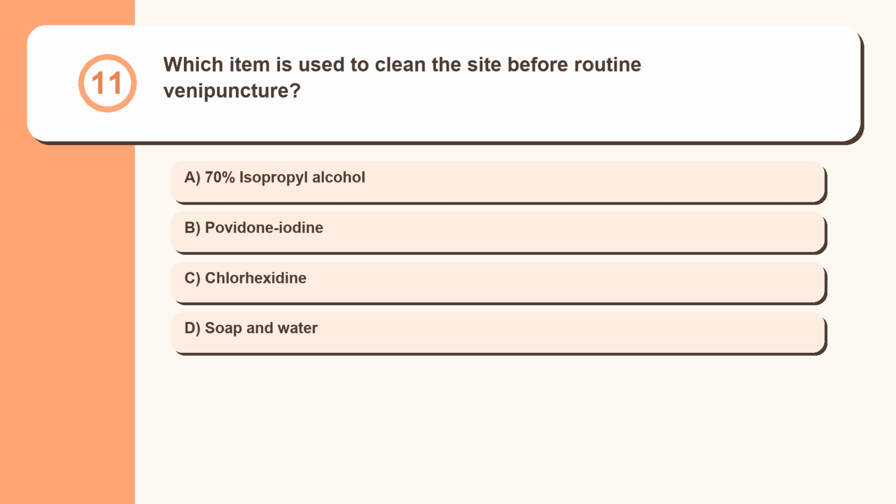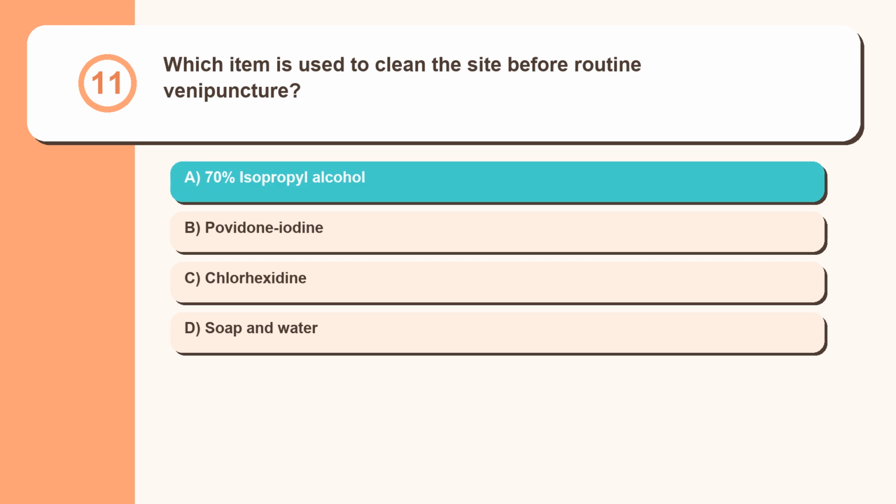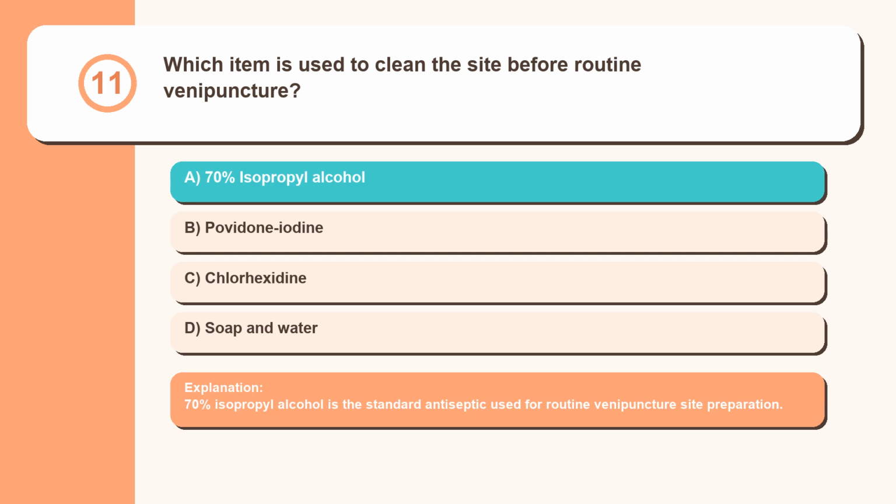Question 11. Which item is used to clean the site before routine venipuncture? 70% isopropyl alcohol, povidone, chlorhexidine, soap and water. 70% isopropyl alcohol is the standard antiseptic used for routine venipuncture site preparation.